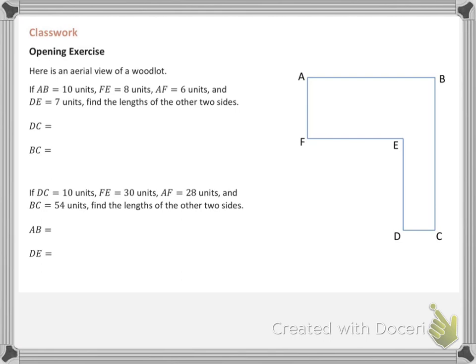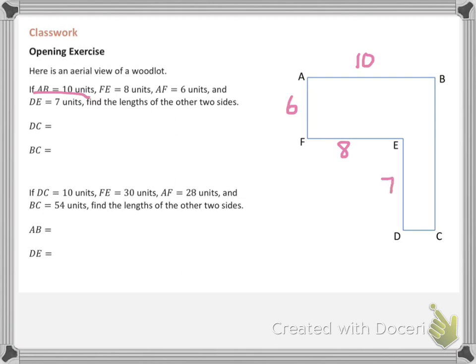So we'll start with filling in the units that we know, and we know that the distance from A to B is 10 units, so I'm just going to write in here that that's 10 units between A and B, and then F to E, that line segment, is 8 units, so F to E is 8, that's going to go right there. A to F is 6, between A and F is 6, and then the line segment DE is 7, so D to E is this one right here, so that's a 7.